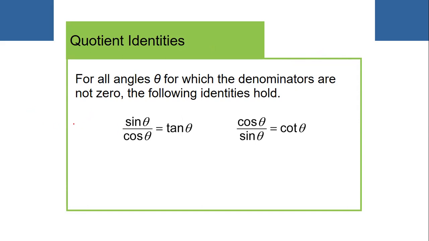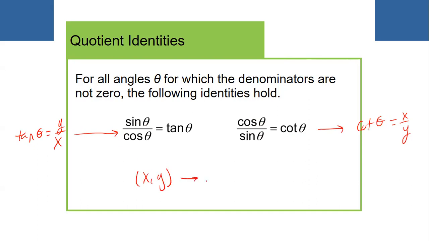So remember, we learned that tangent given a point equals your y over your x. That's where this comes into play. Your y is your sine, and your x is your cosine. And then because cotangent is a reciprocal, we also know that cotangent theta equals x over y, same thing here, cosine over sine, x over y. So your x comma y is the same thing as your cosine comma your sine.